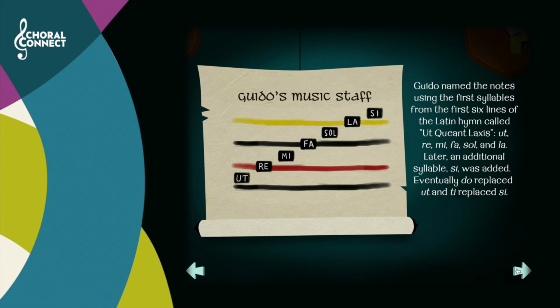Guido named the notes using the first syllables from the first 6 lines of the Latin hymn called Ut queant laxis. Ut, re, mi, fa, sol, and la. Later, an additional syllable, si, was added. Eventually, do replaced ut and ti replaced si.